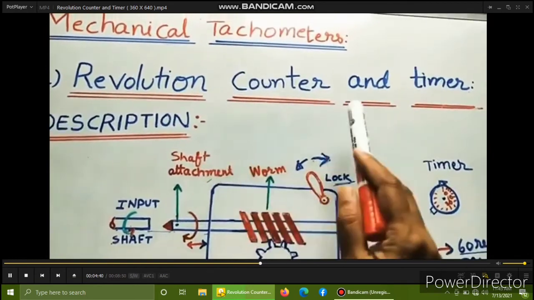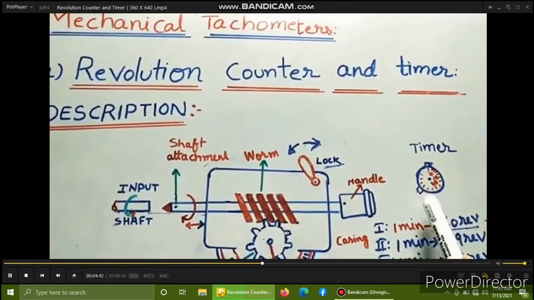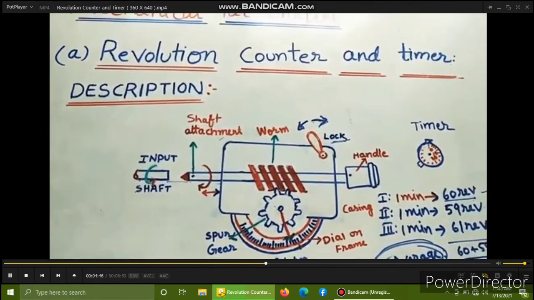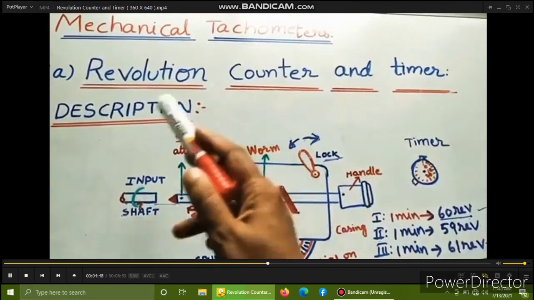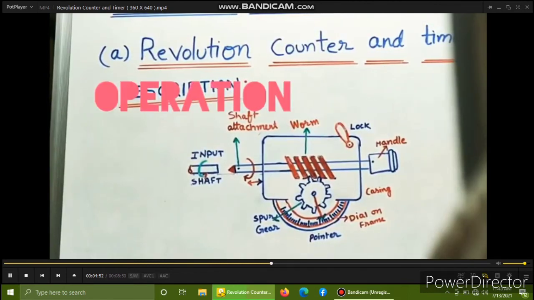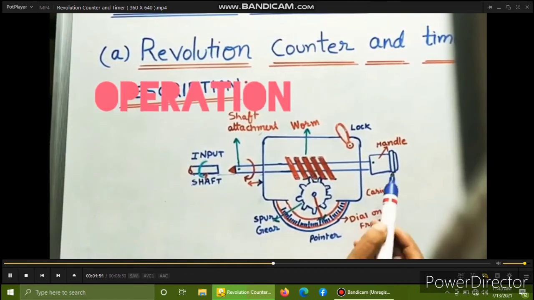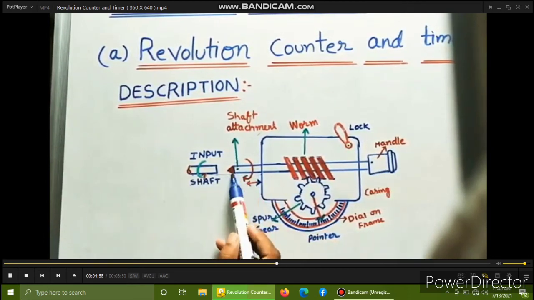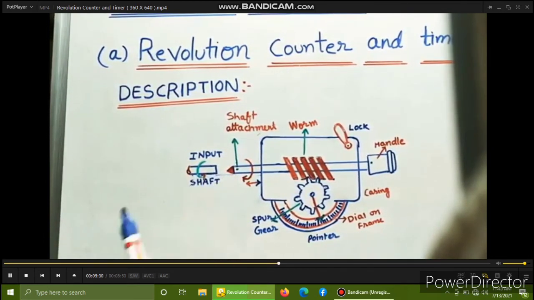A revolution counter and a timer are also used for calculating the time, to find how many revolutions per minute. This watch is what we use in this tachometer. Let us take the operation of this tachometer. Initially, by using the handle, we have to give the forward movement for this shaft and connect the required engine shaft.